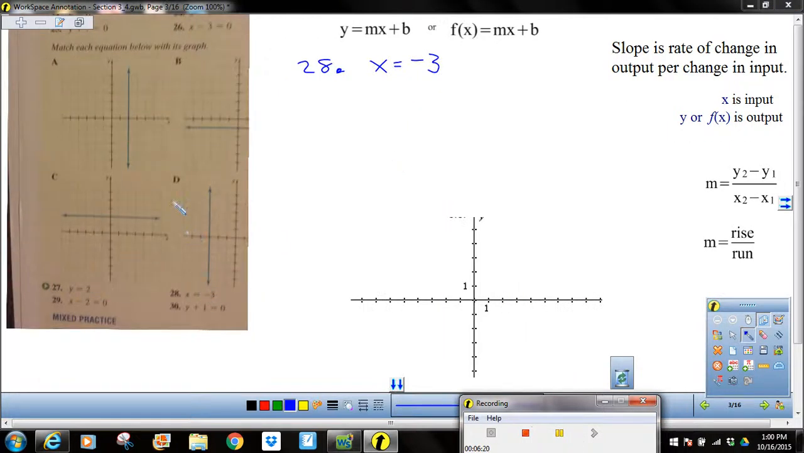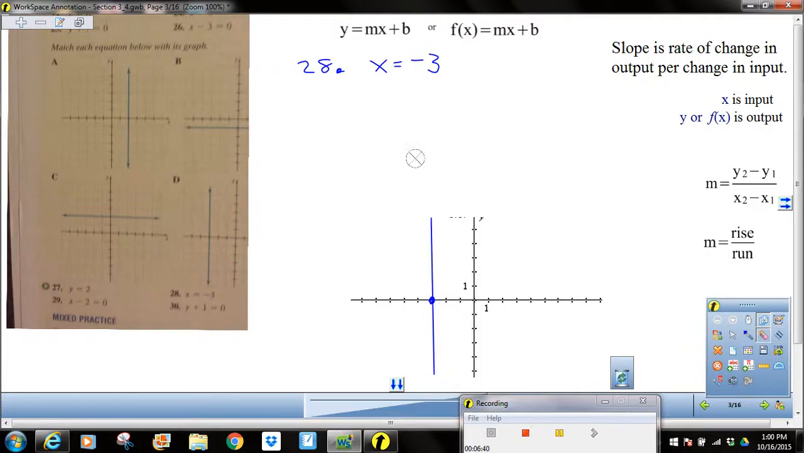27 through 30, we're supposed to match these graphs. It's same concept we were doing before. Each equation only has an x or has a y, and you can't get them in slope-intercept form unless it has a y. So this one's going to be a vertical line because the slope's undefined, and it's a vertical line at x equals -3. So the graph will look like that right there, and that would be D.